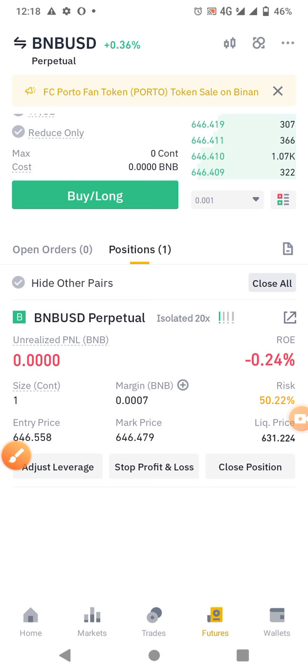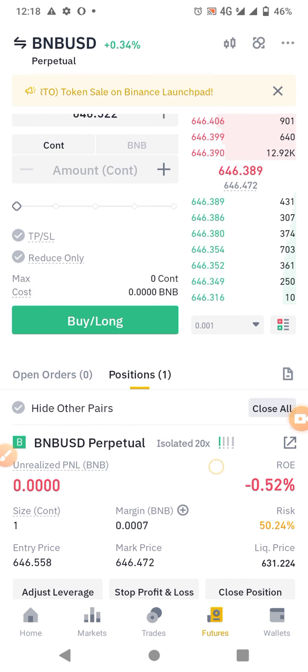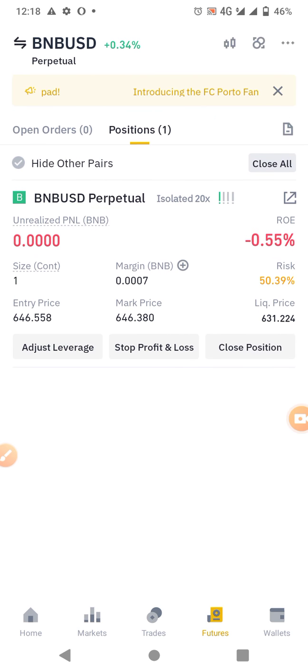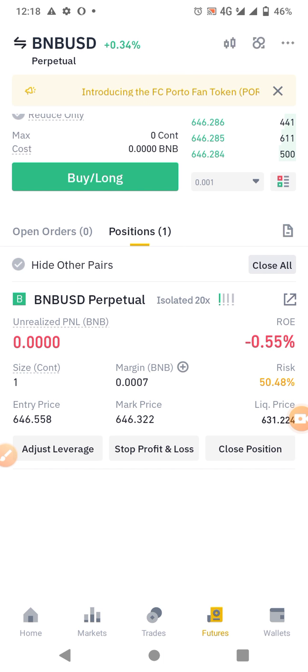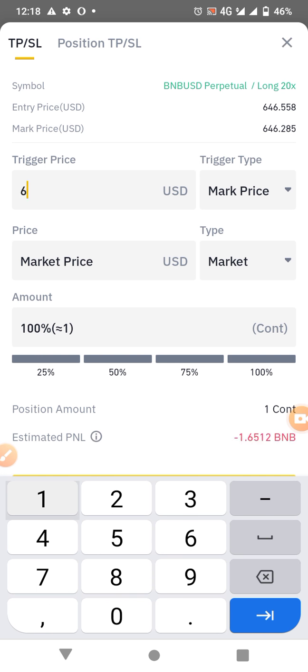Now this is the stop profit or stop loss. This stop loss is very important. BNB is now 643.380. Okay, I don't want to lose much, so I can just set my stop loss. If BNB comes to 646, please, I'm not doing it again.